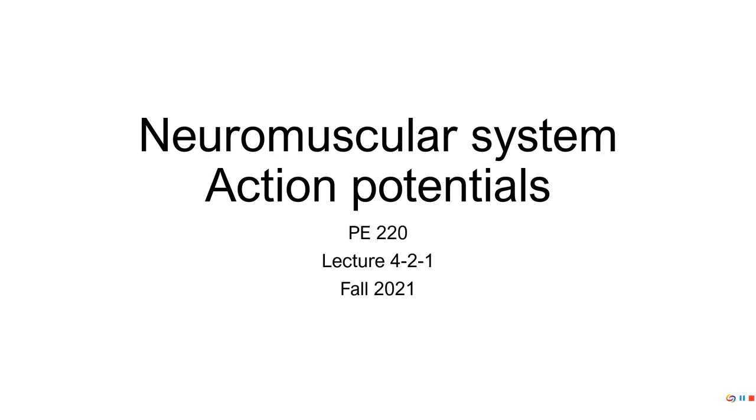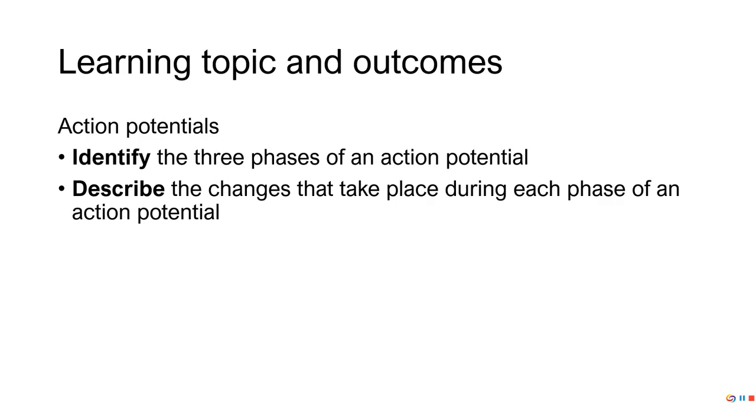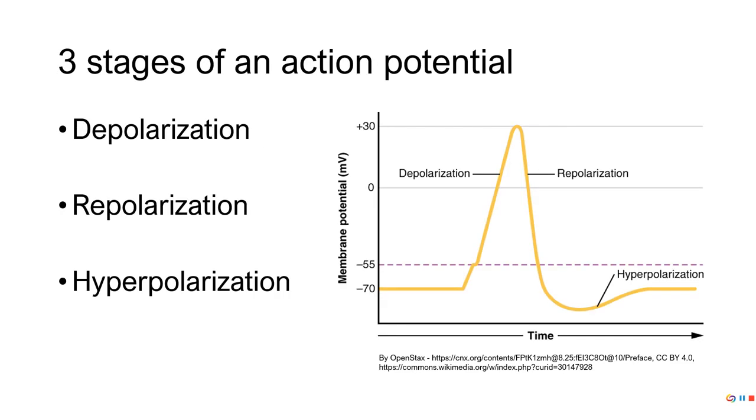So just a couple of objectives. And again, these slides are for the most part the same as what I used in 220, but I just want to make sure we understand. So 3 stages of an action potential. Okay, and right here where I'm putting this green line, that's resting potential. So it's not really a phase of an action potential, but it's a very important one, right?